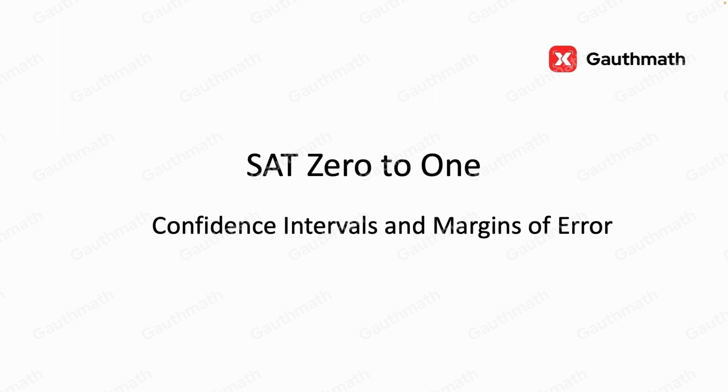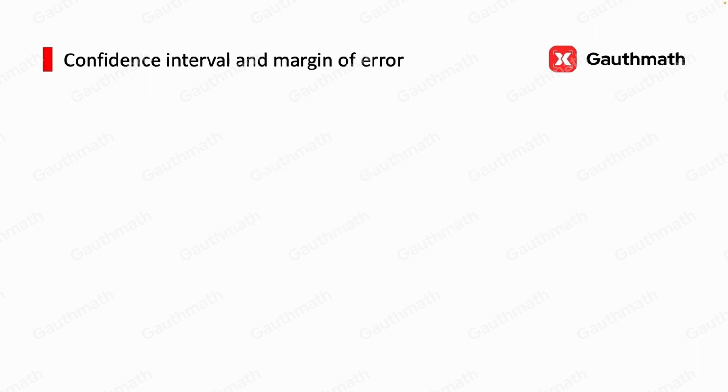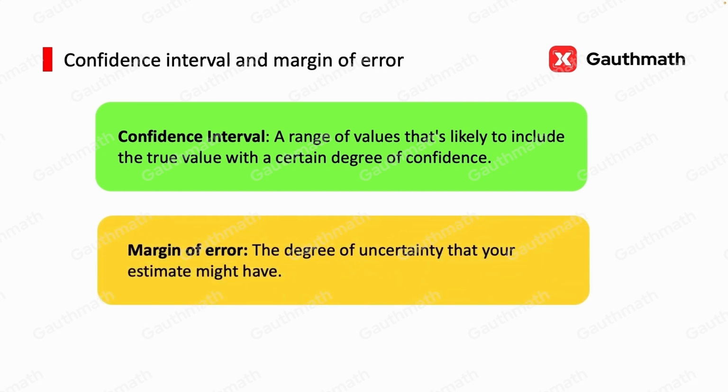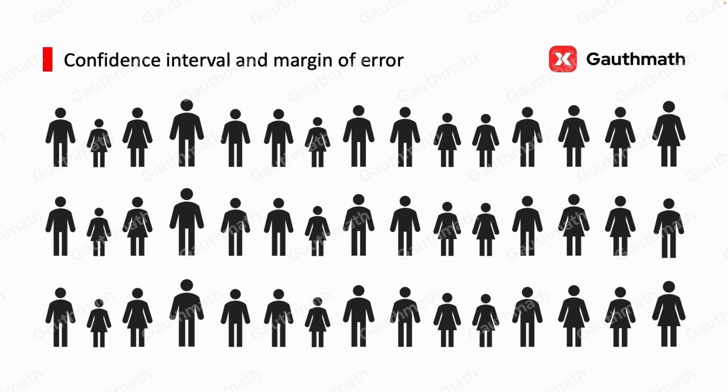In this lesson, we'll be learning about the confidence interval and the margin of error. The confidence interval is a range of values that's likely to include a true value with a certain degree of confidence. And the margin of error is the degree of uncertainty that your estimate might have. The definitions sound really scary, but I'll show you a very simple example about what those two terms actually mean.